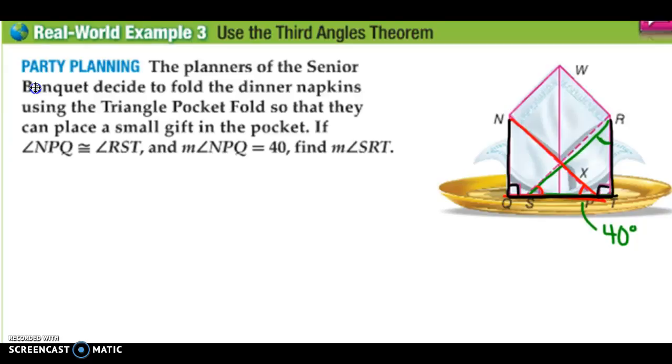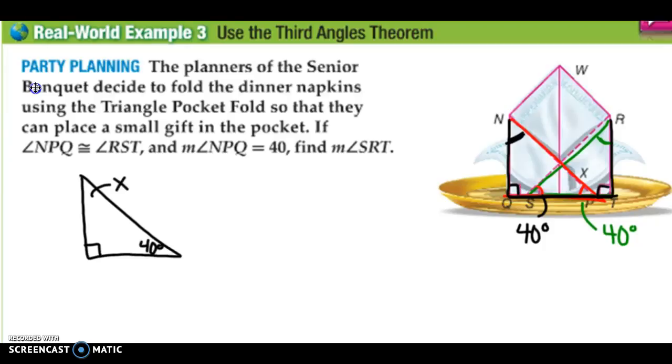We also know that NPQ is 40, and we know it's congruent, so that means that it's going to also be 40 degrees for RST. Okay, those are both 40 degrees. So if we're trying to figure out this side right here, if I draw my triangle right here, this is 90 degrees, this is 40 degrees, we can find the value of this x right here. How do we do that?